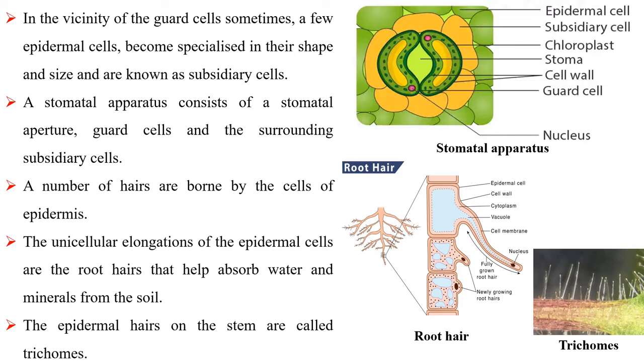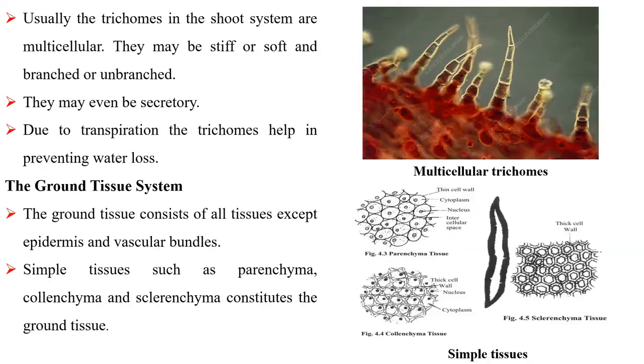A number of hairs are borne by the cells of the epidermis. The unicellular elongations of the epidermal cells are the root hairs, which help absorb water and minerals from the soil. The epidermal hairs on the stem are called trichomes. Usually, the trichomes in the shoot system are multicellular. They may be stiff or soft and branched or unbranched. They may even be secretory. Due to transpiration, the trichomes help in preventing water loss.